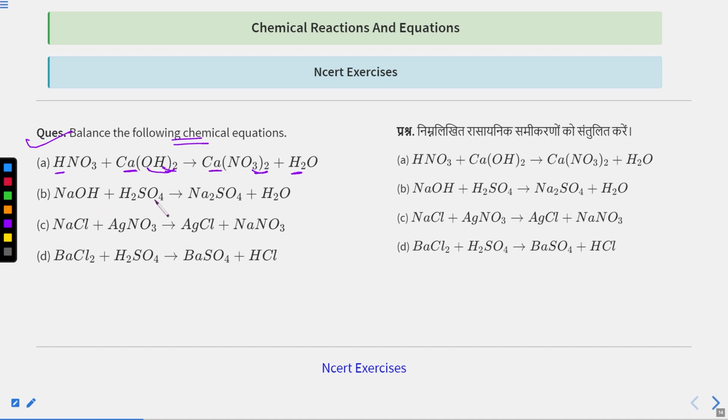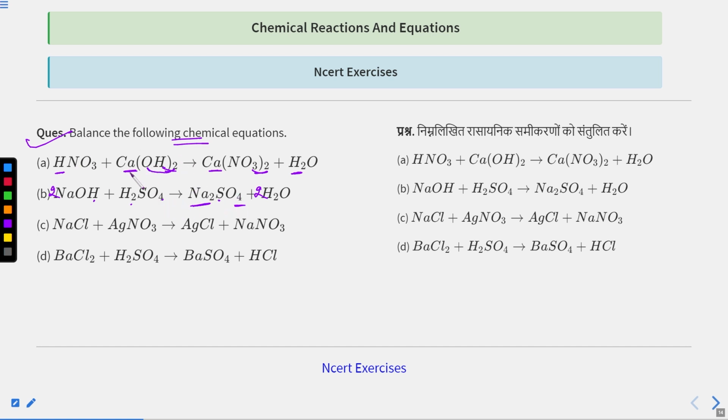Similarly, NaOH plus H2SO4 gives Na2SO4 plus H2O. If you put 2 here, can you see whether this is balanced or not? 2 NaOH, so you can put 2 also here. Now this equation is balanced. 2 NaOH, 2 Na, 2 Na, 2 oxygen plus 4 oxygen, 6 oxygen. So 2 plus 4, 6 oxygen, and 2 hydrogen plus 2 hydrogen, 4 hydrogens. Then sulfur, only one, and oxygens are counted here.